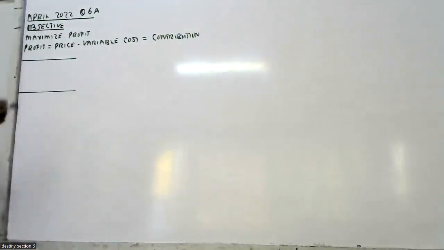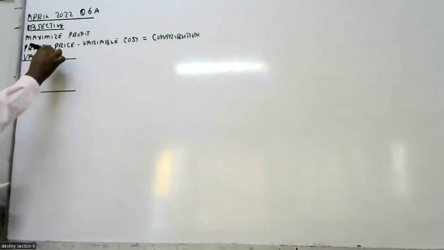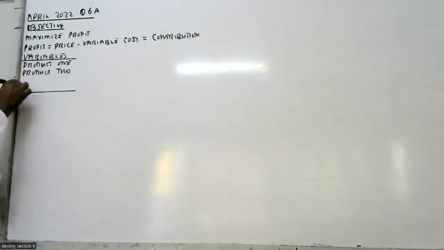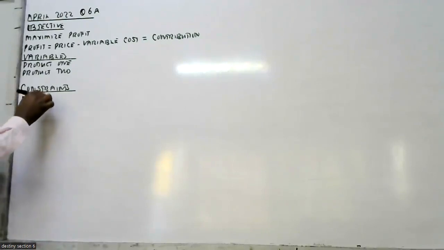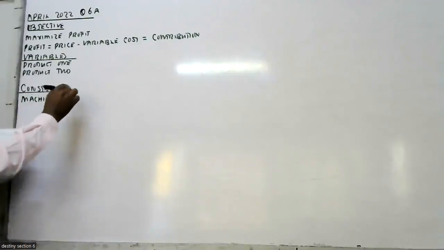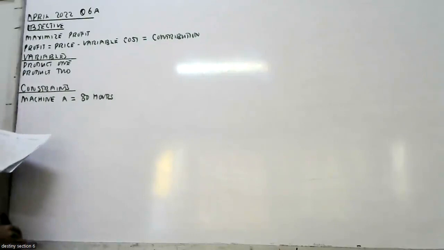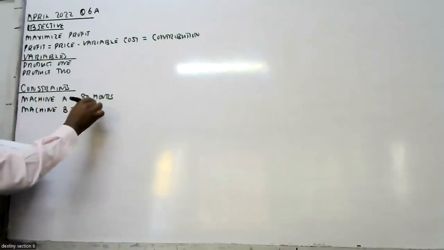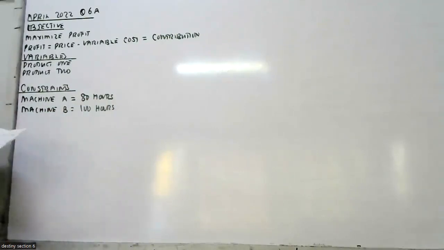So after that, you need to bring the variables. And variables, I have told you, they are the products. So you can see here, we have product 1, and we have product 2. Those are the variables. Then you bring the constraints. Now, constraints are resources whose maximum available quantity has been provided. If you look at the last line there, you can see machine A hours. Machine A, we are given that it has 80 hours. And machine B, we are told it has 100 hours. So those are the only constraints.